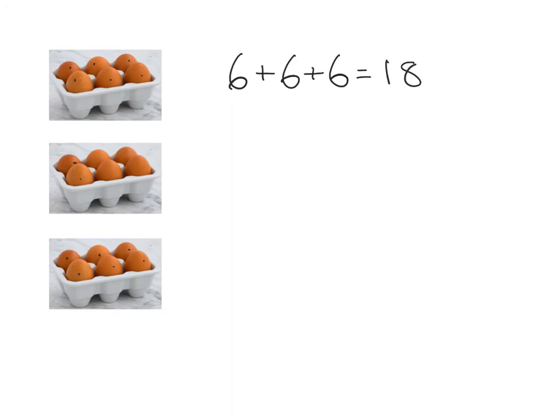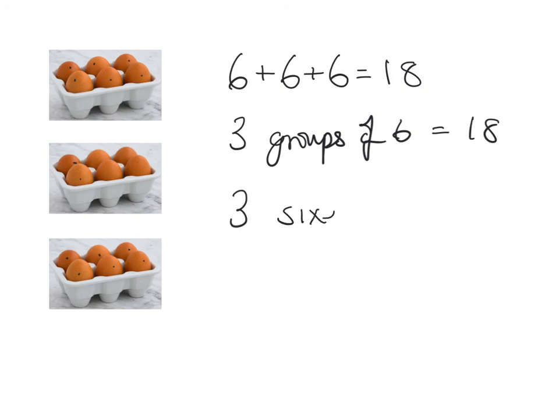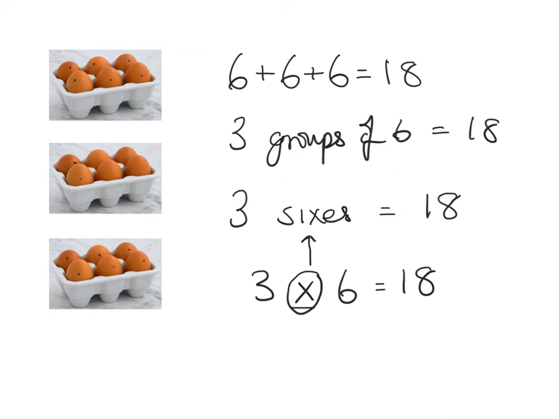We could say 3 groups of 6 equals 18. And finally, we could say 3 6s equals 18. And later on, as you do more work on this, you'll also be talking about this sign here, because there's another way that we can describe it. We could say 3 times 6 equals 18, which means the same as the 3 ways of describing it above.